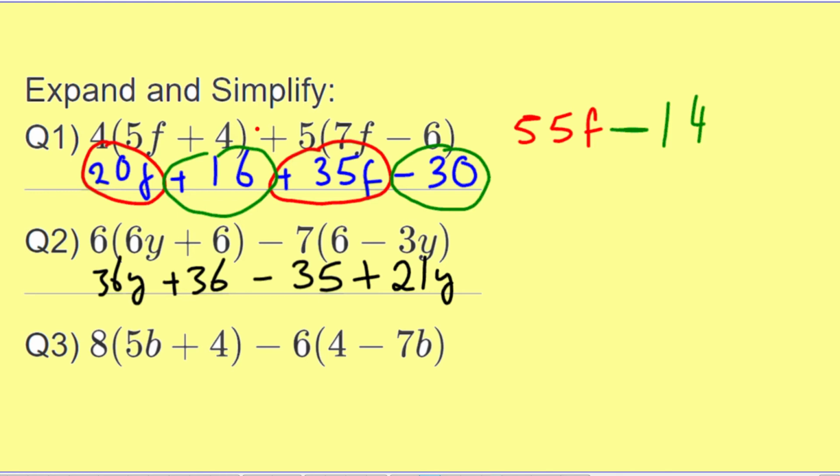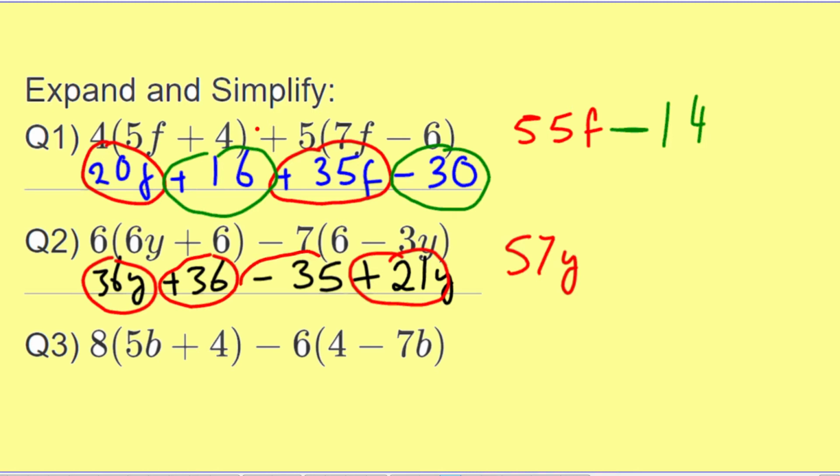So now we'll simplify this. We've got 36y plus 21y, which is going to give us 57y. And then we've got 36 take away 35, which is going to give me positive 1. Okay, 36 take away 35 is 1.